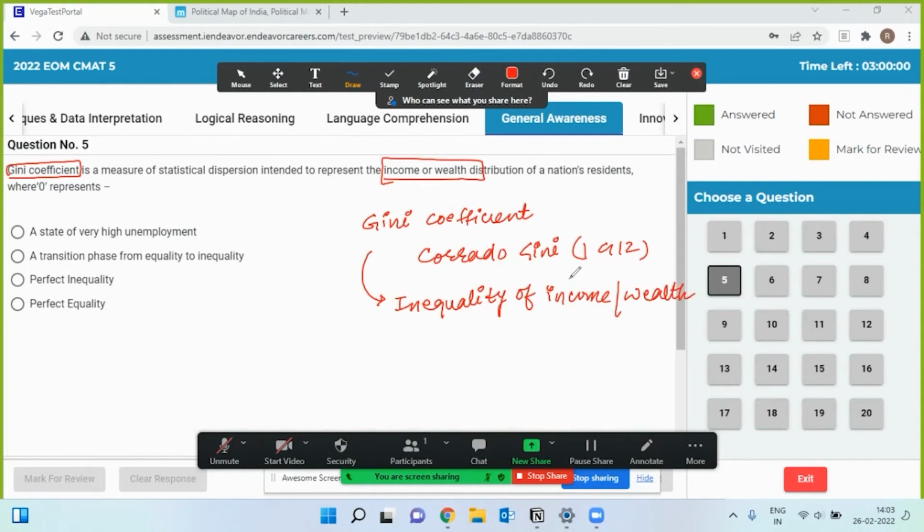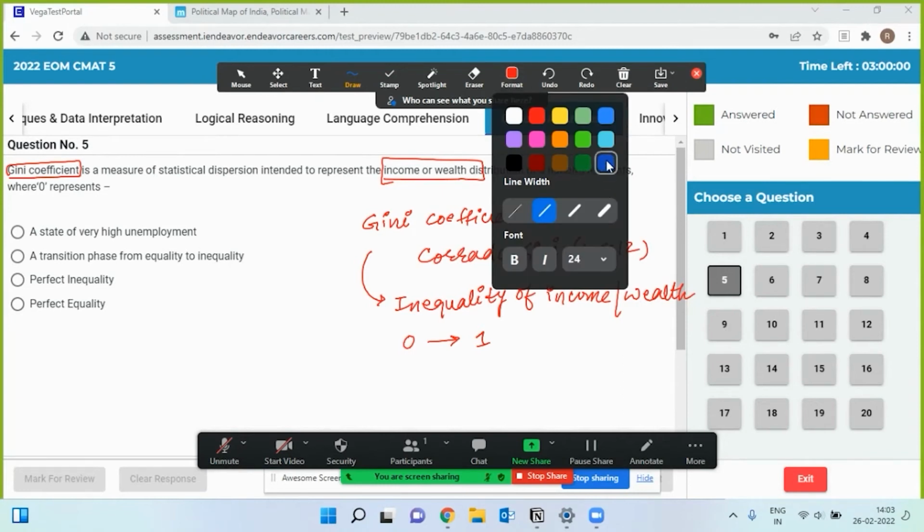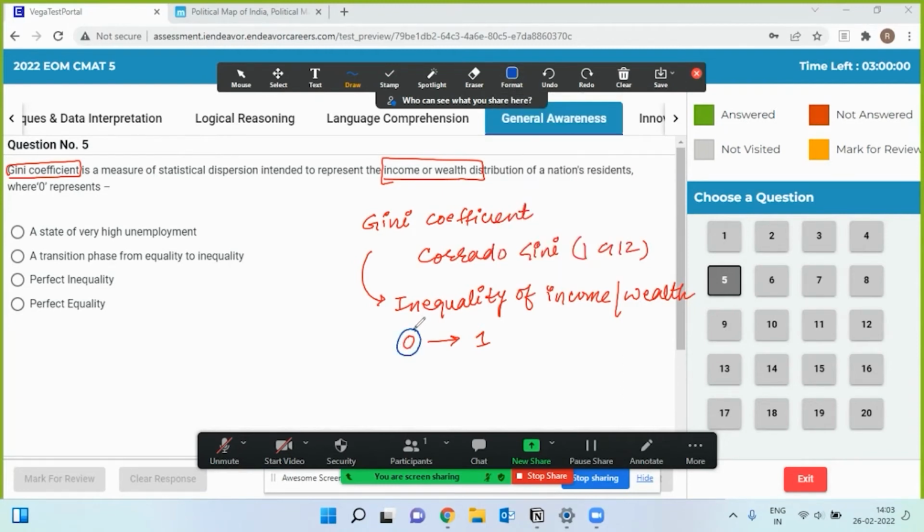Correct. Now the value of Gini coefficient varies from 0 to 1. In this coefficient, the value of 0 means that there is no inequality, zero inequality, which means 0 is a situation of perfect equality. Correct? So the correct answer here will be perfect equality. Zero inequality means perfect equality. So this is question number 5.